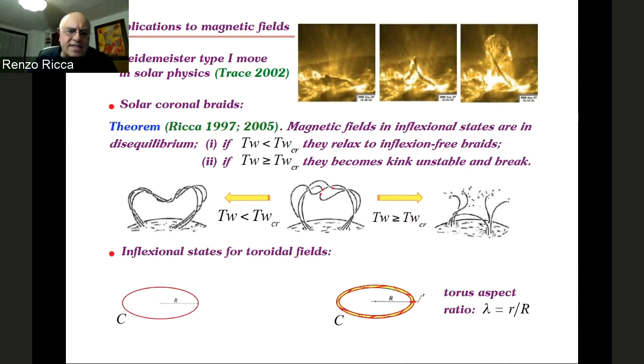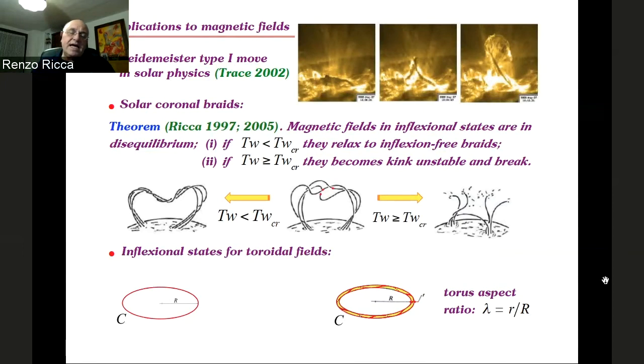Well, inflectional states in applications play a role in many fields, and here is an idea about a very recent observation I presented at the conference. We have inflectional states for toroidal fields as well. Imagine that we start with our magnetic field line, that is a planar circle, and then we perturb this planar circle into a toroidal helix, or if you like, a toroidal knot. So here we have a torus with aspect ratio lambda, a small radius r over the large radius capital R. And as we do this process, somewhere inflections must appear.